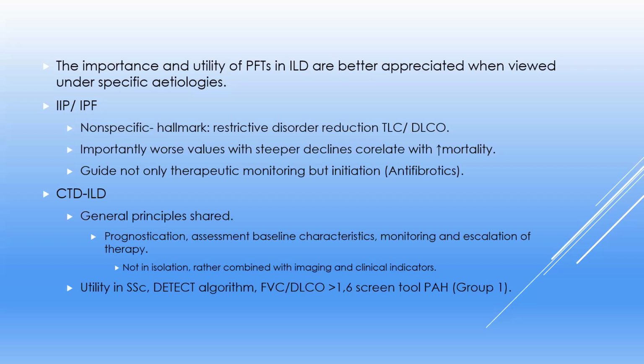Just out of interest, its utility can also be seen in scleroderma with the DETECT algorithm, as you can work out an FVC over DLCO ratio. And a ratio of more than 1.6 may actually point to pulmonary arterial hypertension.